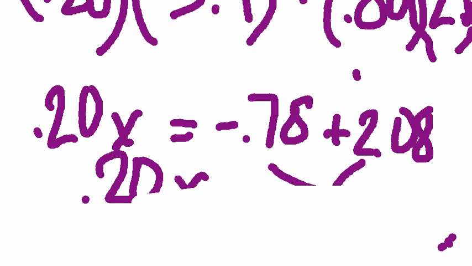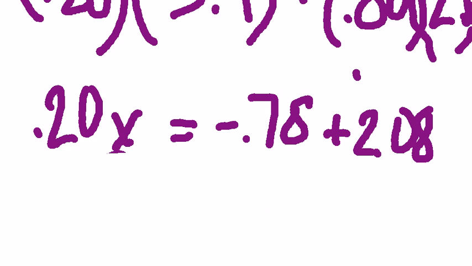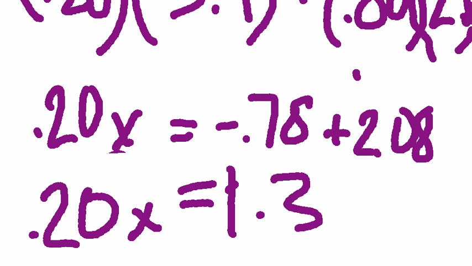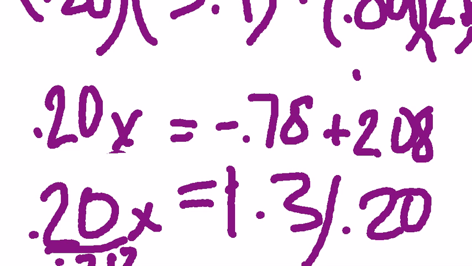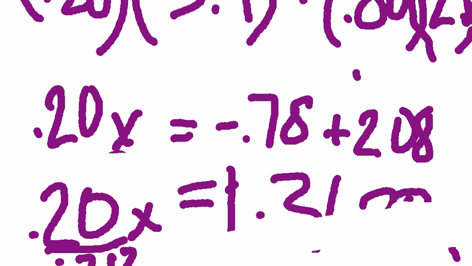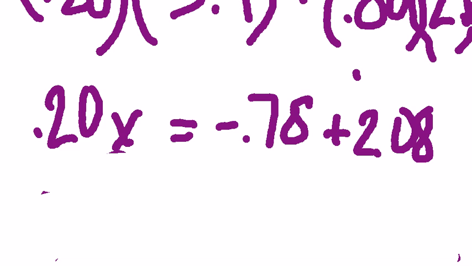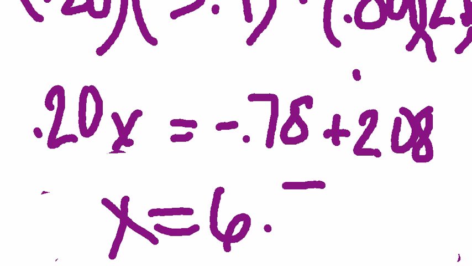Let me delete some of this to make more space to write. It's going to be 0.20x equals 1.3. So you're going to divide both sides by 0.20. When you do that, I can't scroll down anymore. When you divide 1.3 by 0.20, you're going to get x equals 6.5, and that's going to be the initial velocity that Tyrell threw the football. And that's it. Bye-bye.